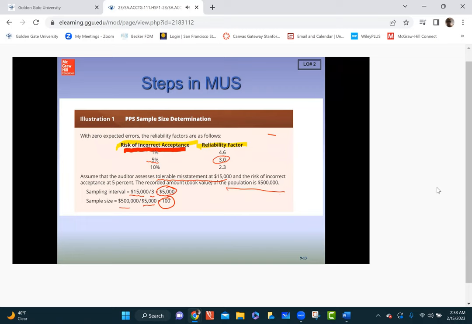Now, let's mess around with this a little bit, because let's think about this for a second. We said that if we had a higher confidence level, our sample size should be larger, right? So let's try it out. If my confidence level is 99%, meaning I'm only taking a 1% risk of incorrect acceptance, then I'm going to take my 15,000 and divide it by 4.6. Of course, I always forget to calculate that ahead of time. So if I take 15,000 and divide that by 4.6.